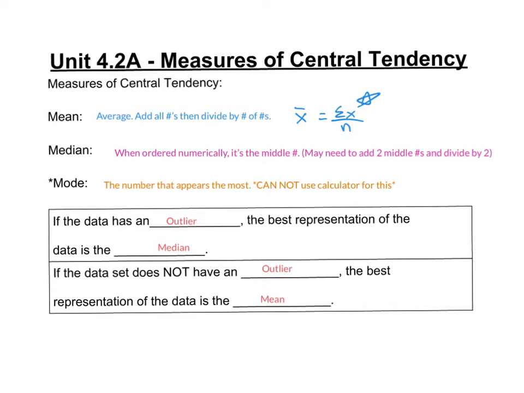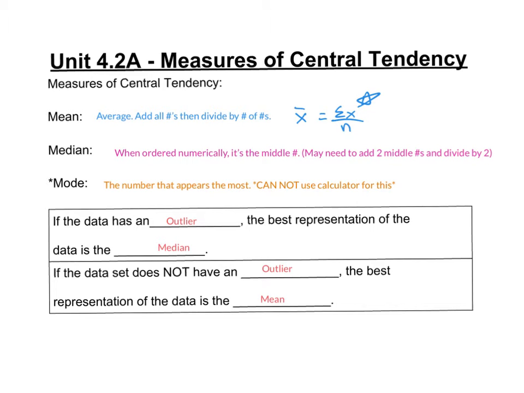The other one we can look at is median. This is when you order the numbers numerically, and it would be the middle number. You may need to add the two middle numbers and divide by 2 when we end up with an even amount of numbers, you need to find the middle of them. And lastly, mode, this is the number that appears the most. This one we will not be able to find in our calculator as we show you how to do that today.